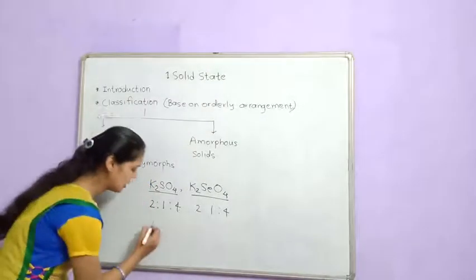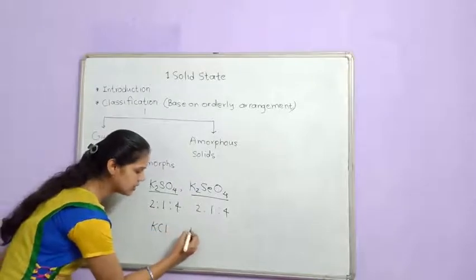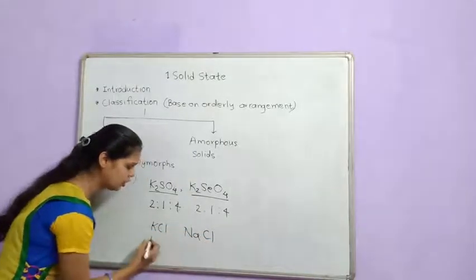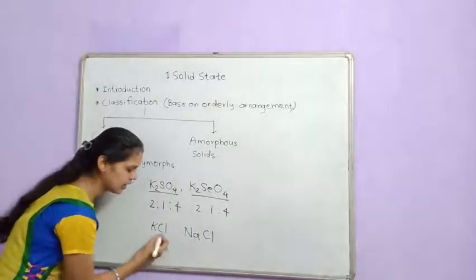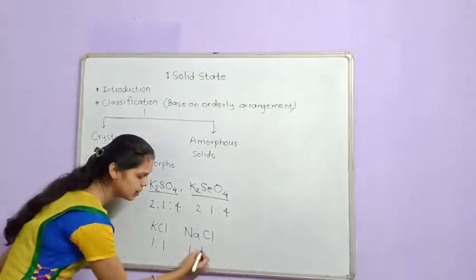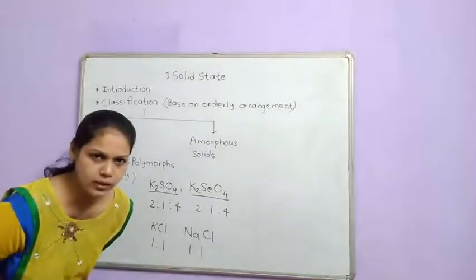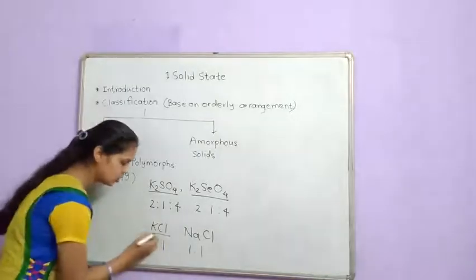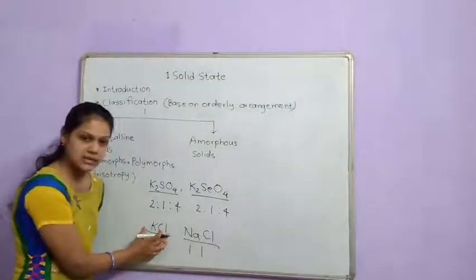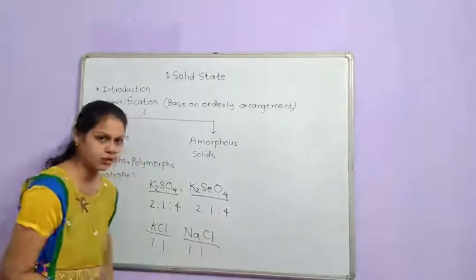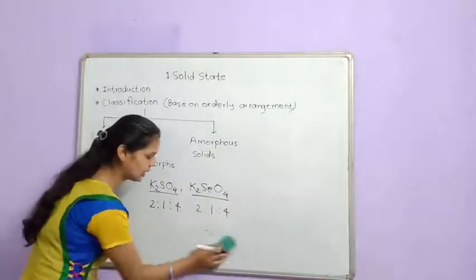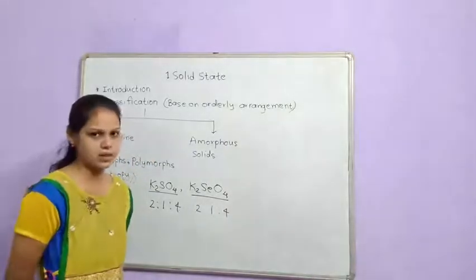You can take another example of KCl and NaCl. Here the ratio of K and Cl and of sodium and chlorine is 1:1. But here the unit cell structures of KCl and NaCl are different. Therefore, this is not an example of isomorphs.